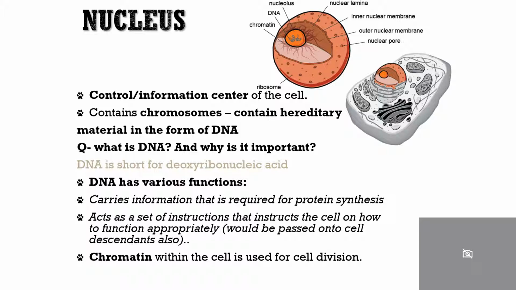It carries information that is required for protein synthesis, and it acts as a set of instructions that instructs the cell on how to function appropriately, and it also will be passed on to cell descendants as well. Chromatin within the cell is used for cell division.